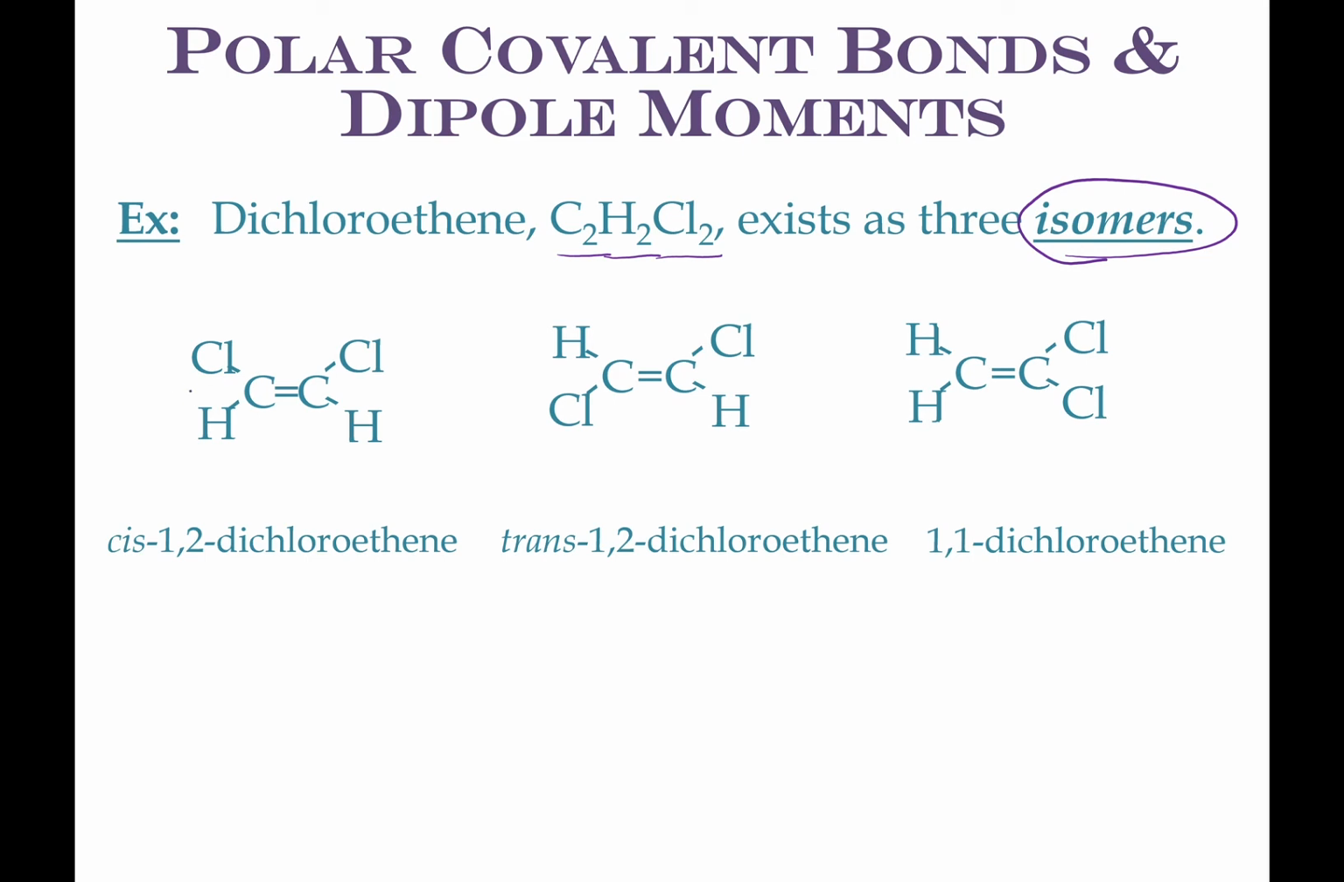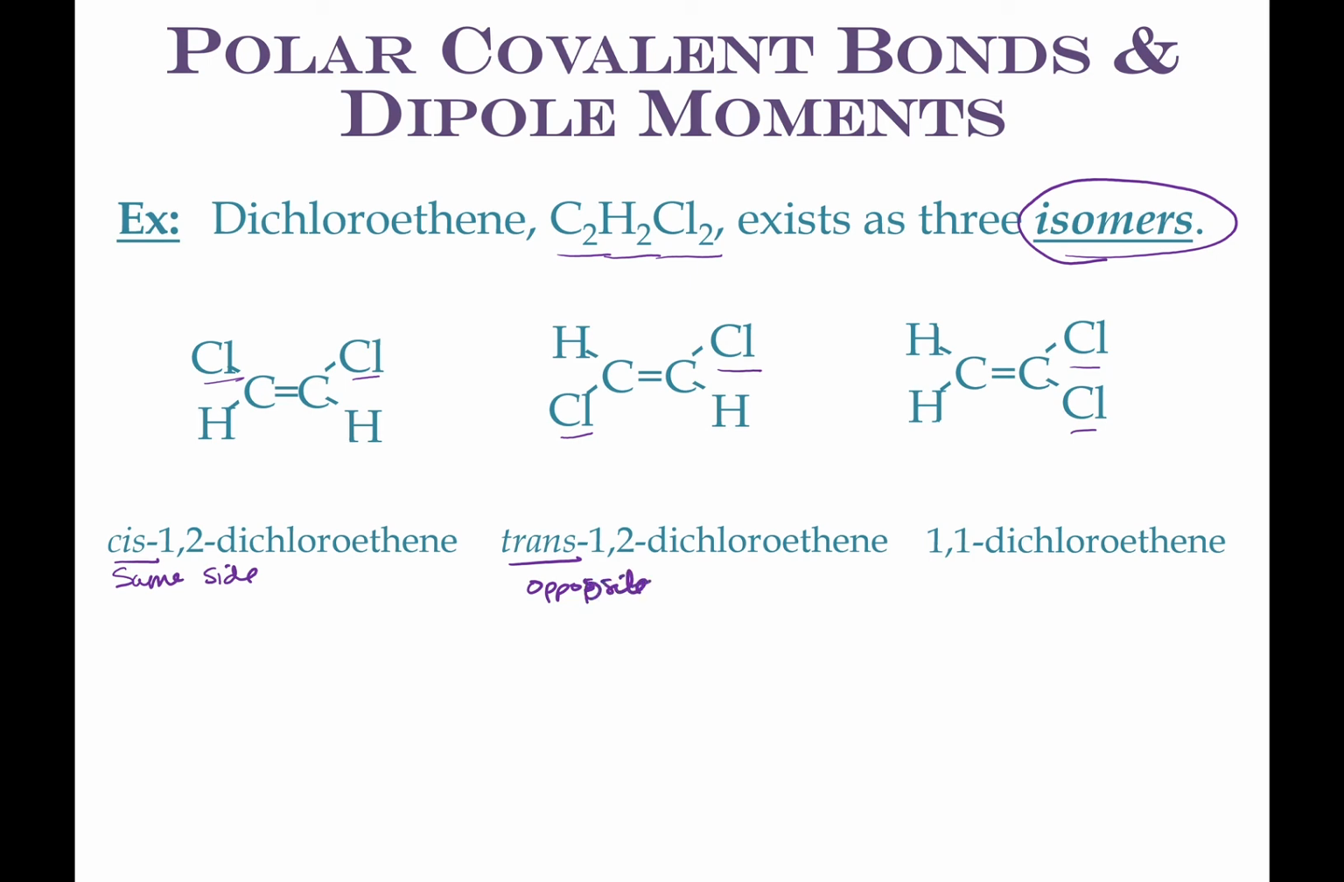Just saying that they are different ways to put these together. So these are on different carbons here and here. This one's below the double bond, this one's above the double bond, and these are both on the same carbon. So we see the cis. Cis means they're on the same side, meaning they're both above or both below the double bond. Trans means they're opposite.